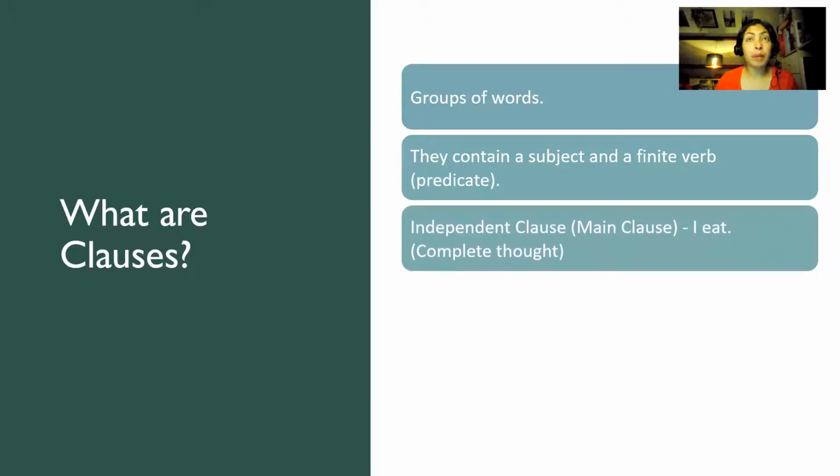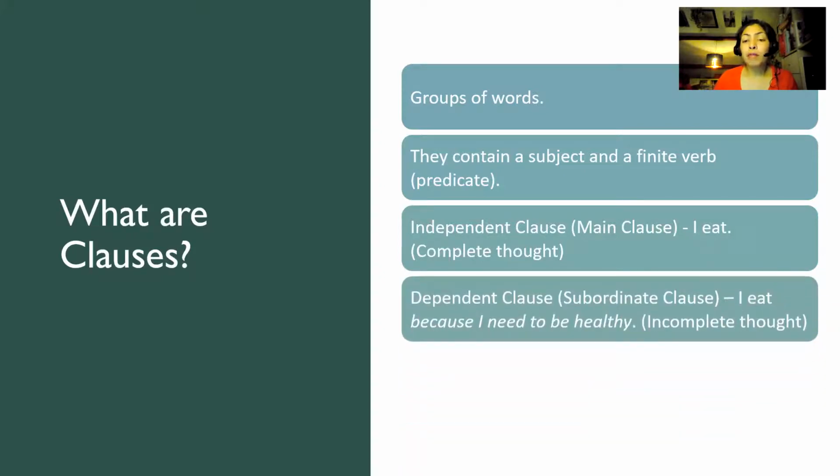Clauses can be independent. They're also called main clauses then. For example, I eat. So it has a subject, I, and eat is the verb, right? It also serves as the predicate of the sentence. So this is a complete thought. And such a clause is called an independent clause because it is a sentence in its own. It's also called the main clause.